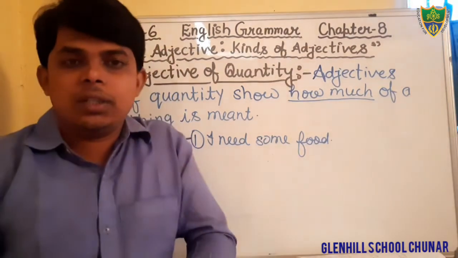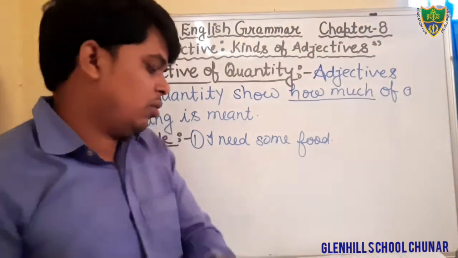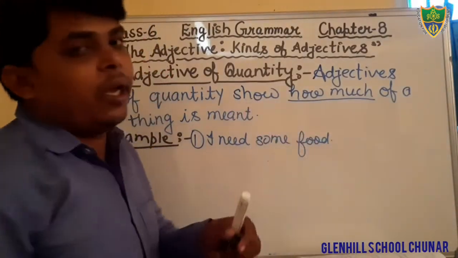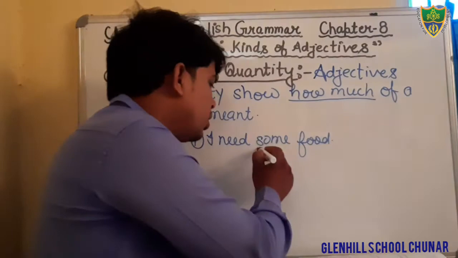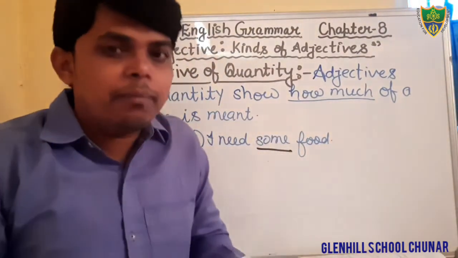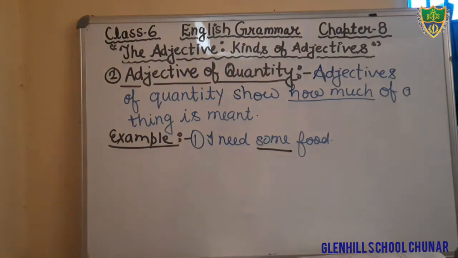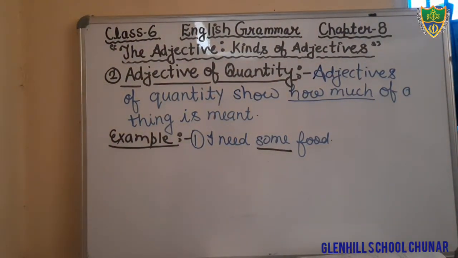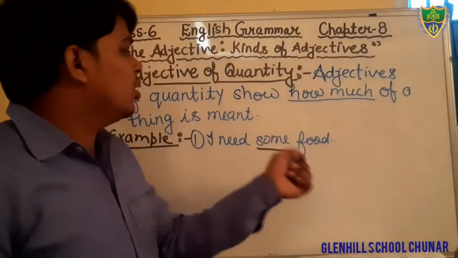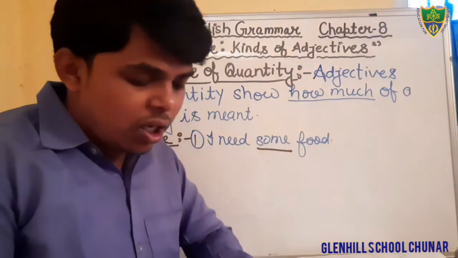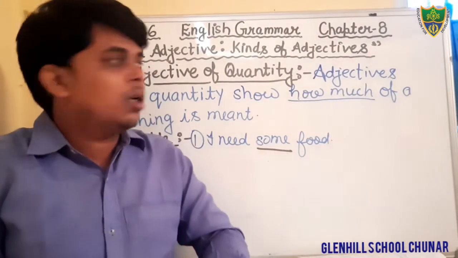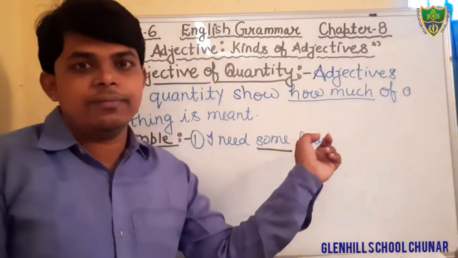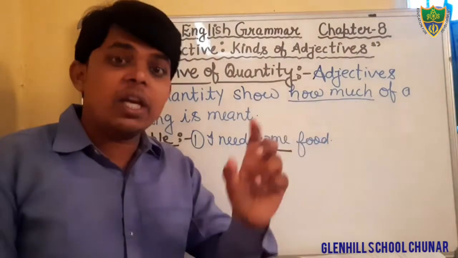Yes, students, in this sentence, what is the noun? The word food is a noun. And what is the adjective? The word some. It denotes the quantity of the food. Okay, students? Therefore, that is adjective of quantity. In this sentence, what is the adjective of quantity? The word some is an adjective of quantity because it tells the quantity. How much food is there? Okay, some food. We cannot count.